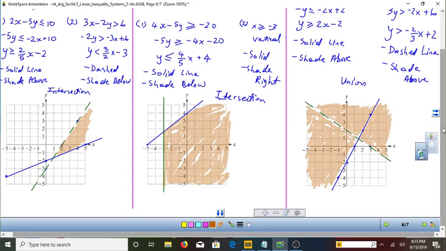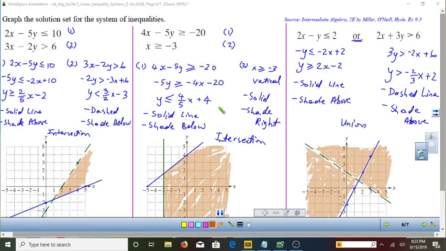Now let me just take a quick look at the intersection here. Let's just choose one point here. Let's choose this point (4, 1). If I plug it into both equations, the inequalities will work. 4 times 2 is 8, minus 5, that's less than 10. 3 times 4 is 12, minus 2, that's greater than 6. 12 minus 2 is 10. So that point fits the conditions for both inequalities. And that's what we're talking about.